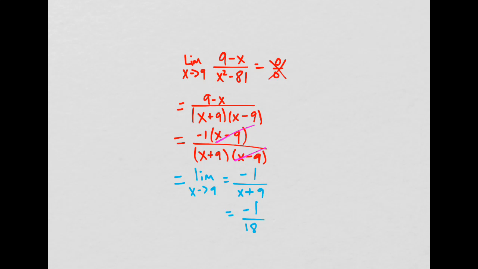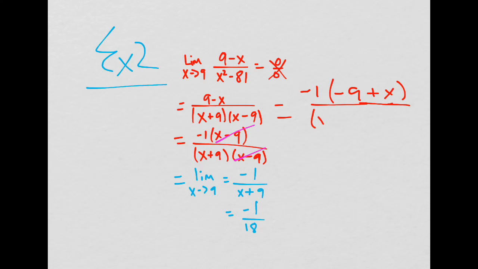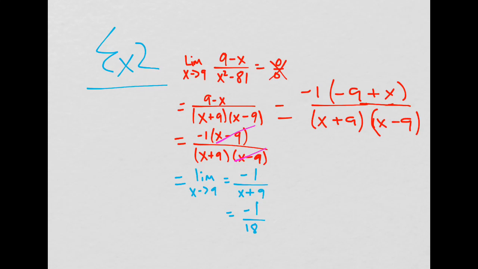I could have just as easily written this step. When I pulled the -1 out, I could write it as -9 plus x over x plus 9, x minus 9. If I wrote it like that, it's not exactly the same as this, but it is the same thing. So I just flip-flopped it in that order so it would look exactly like that, so you'd see it easier. But this is what I did, and then I went to here. Does that make sense?